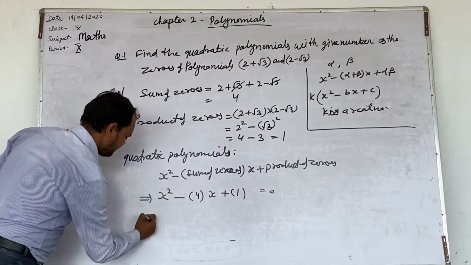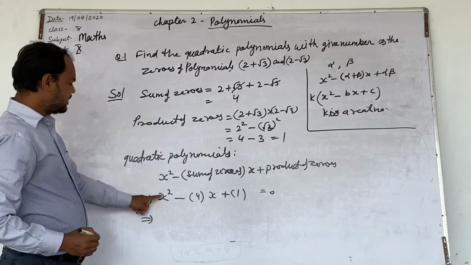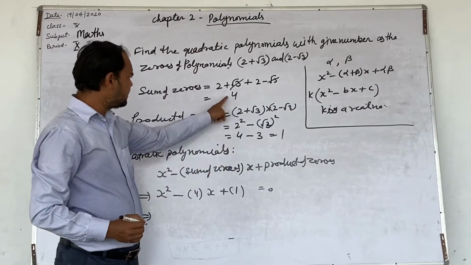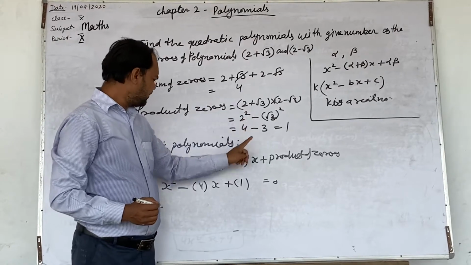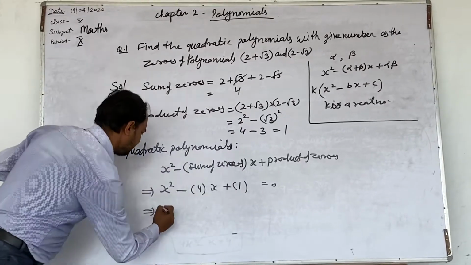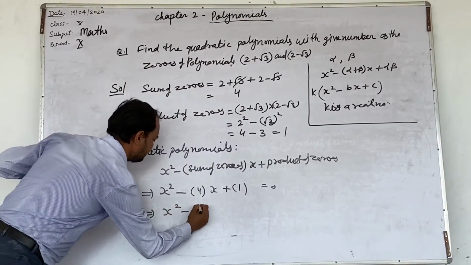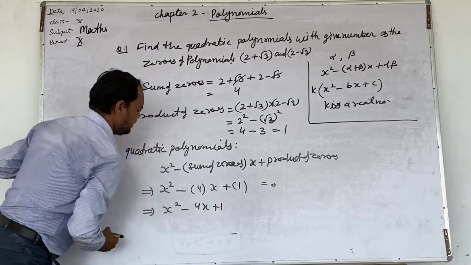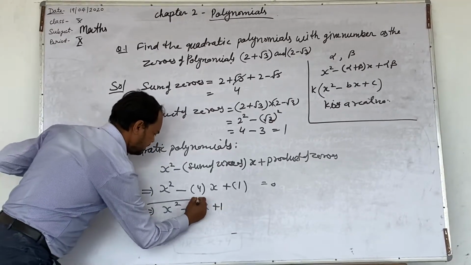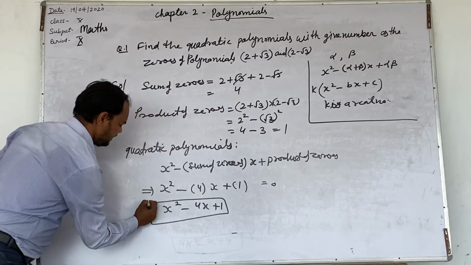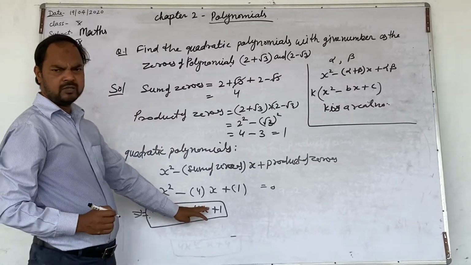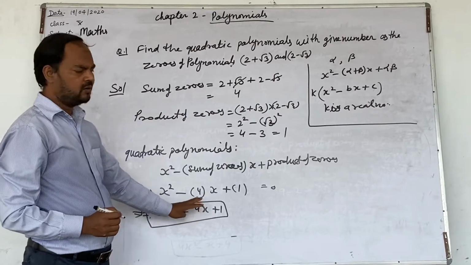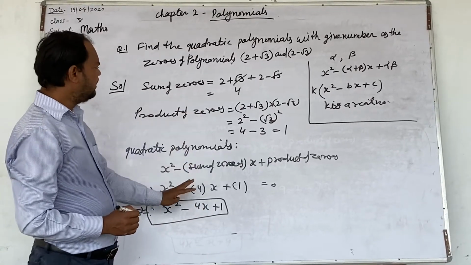So this is x square minus, sum of zeros is 4, and product of zeros is 1. So you get x square minus 4x plus 1 as your required quadratic polynomial. x square minus 4x plus 1 is your required polynomial. Okay, you can use this formula anywhere.